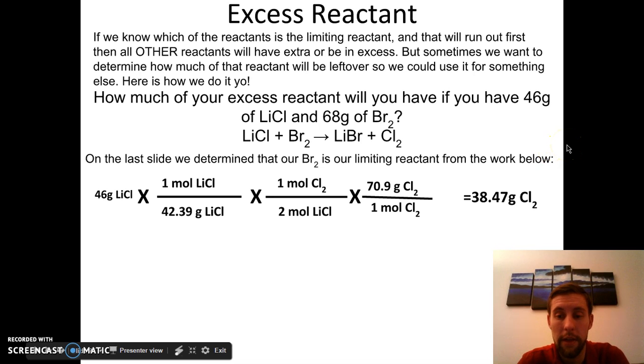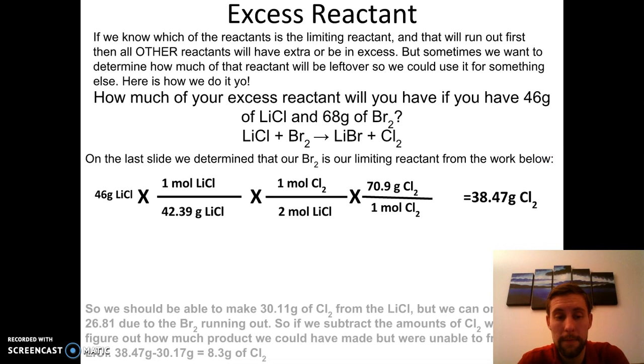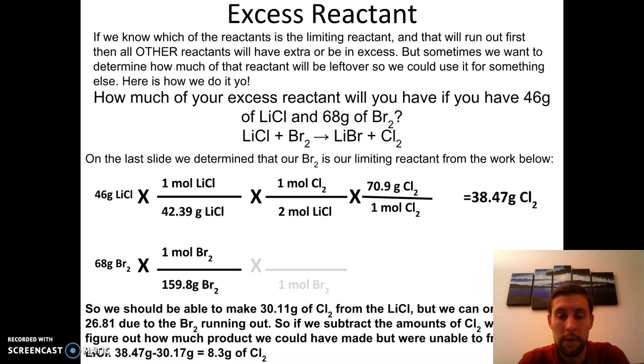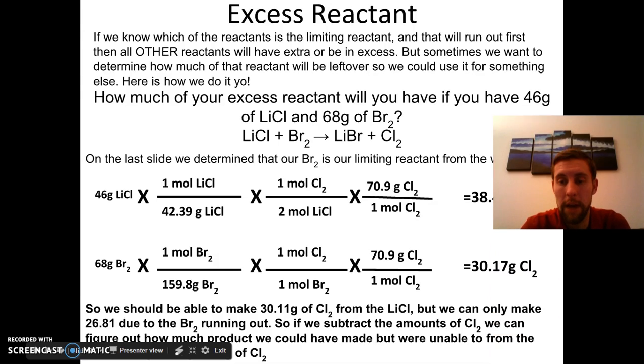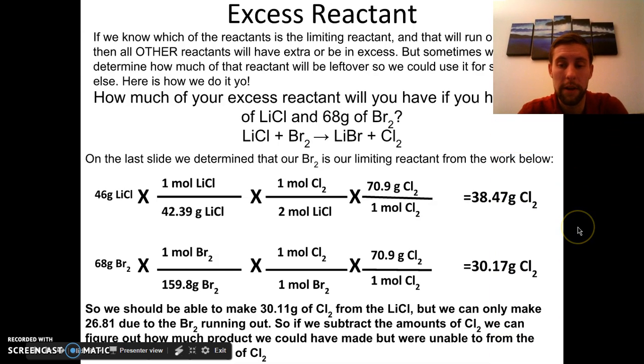We determined we could make 38.47 grams of chlorine, and 30.17 grams of chlorine from the bromine. We found out because bromine can make less chlorine, that makes it our limiting reactant, which then means lithium chloride is our excess reactant.